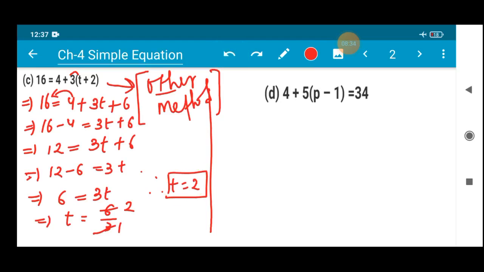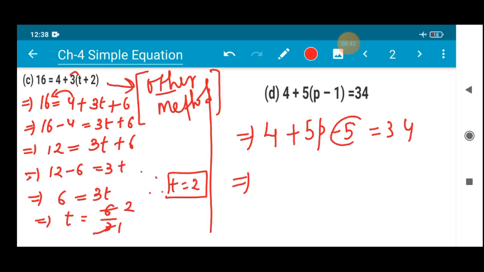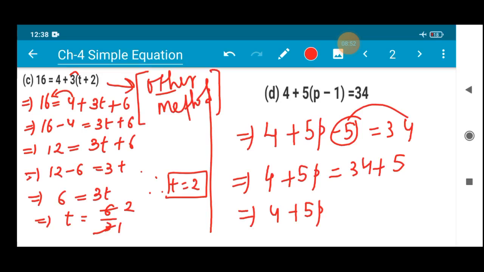All right, next, 4 plus, I will open the bracket, 5p minus 5 is equal to 34. Now if I transpose this minus 5 to this side, what will it become? 4 plus 5p is equal to 34 plus 5, isn't it? So 4 plus 5p is equal to 39.